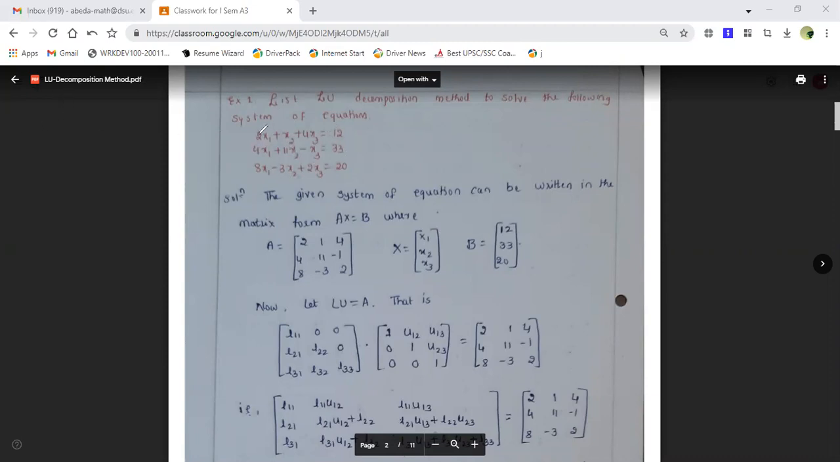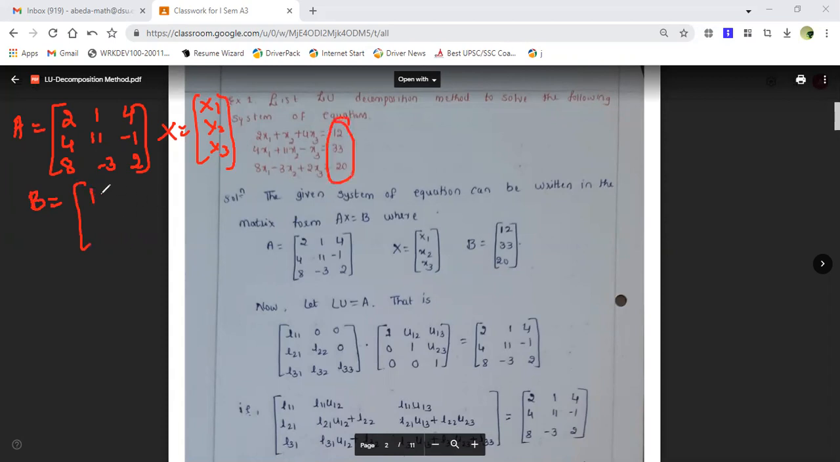So what is the coefficient matrix? The coefficient matrix A is equal to 2, 1, 4, 4, 11, minus 1, 8, minus 3, 2. And what is our x matrix here? X is the variables x1, x2, x3. And matrix B is this constant matrix, that is 12, 33, and 20.